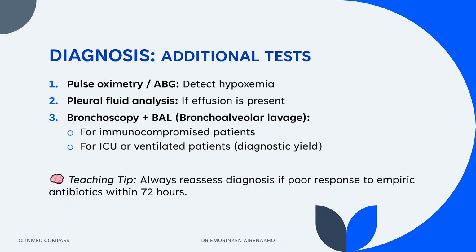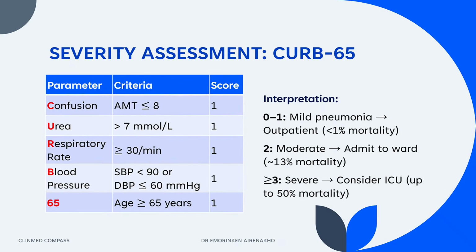Other investigations include pulse oximetry, arterial blood gases. This helps to detect hypoxemia. Pleural fluid analysis if effusion is present. Bronchoscopy with bronchoalveolar lavage, crucial in immunocompromised or ICU patients. If a patient isn't improving after 72 hours of antibiotic usage, reassess the patient. Could be wrong pathogen, wrong drug, or complication like empyema.